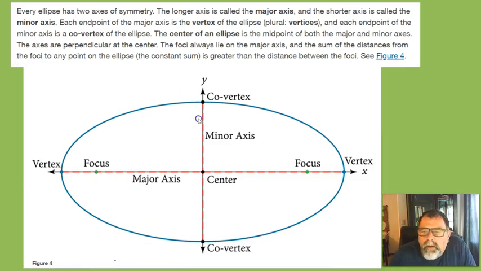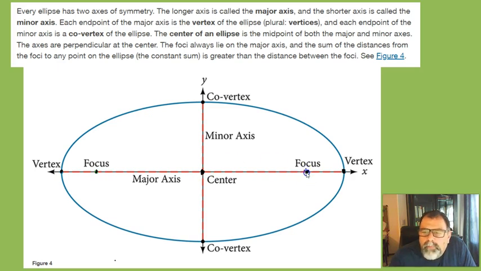Okay, so the key things to remember: the center, right? This is the center of the whole ellipse. And then we have the minor axis, and at the endpoints of the minor axis are the covertices. The major axis, again, the major is the bigger one, and the minor axis is the smaller one. The endpoints of the major axis are the vertices, vertex singular, vertices plural, and then the foci, right? So these are the major terms that we need to learn.